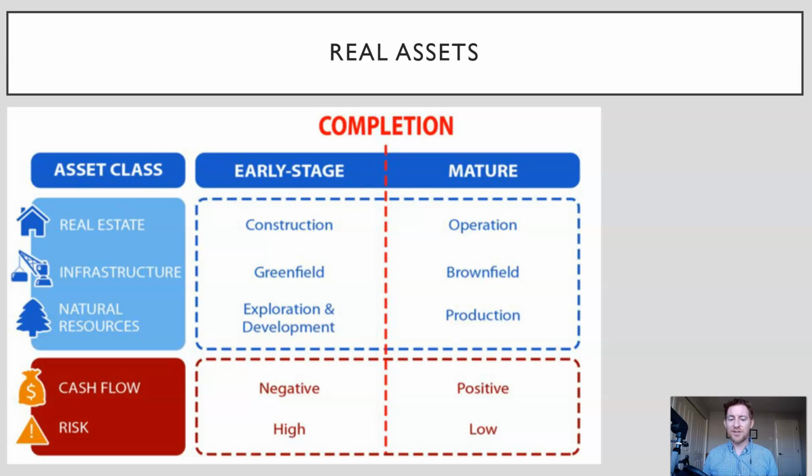Early stage infrastructure is called greenfield. That's like pre-build. Infrastructure could be tolled highways, so you're going to be doing the development of that project. Brownfield is operating after the fact. You can think of the Port Mann Bridge project, for example, before they took the toll off, obviously. And then natural resources. Early stage is exploration and development, you can think mining for this, for example, and then mature stage would be your production.